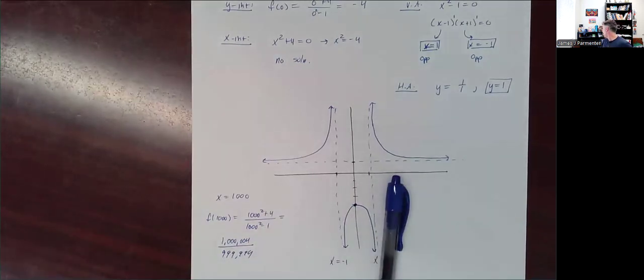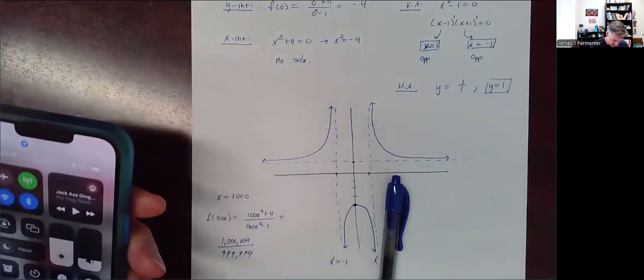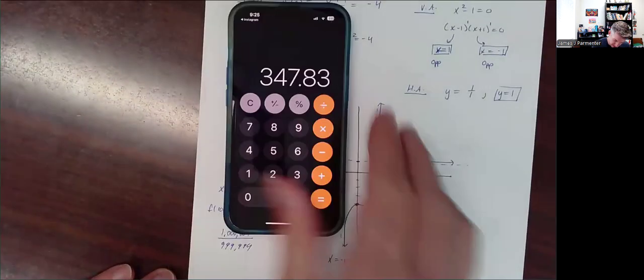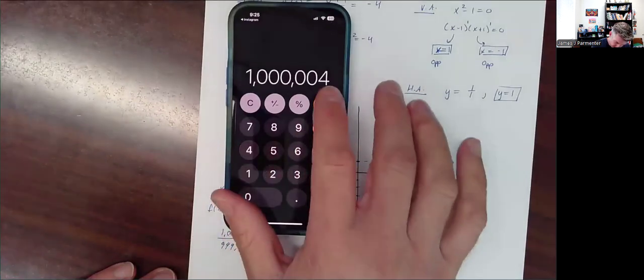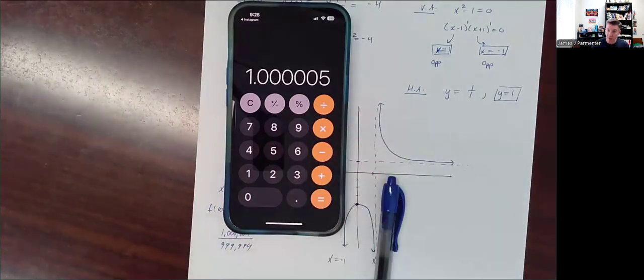And if we pull out a calculator... why is my calculator not right here? Terrible. I guess I'll use my terrible phone calculator. Sorry, one second. So if we pull out a calculator and do 1,004 divided by 999,999, look how close to 1 that is.